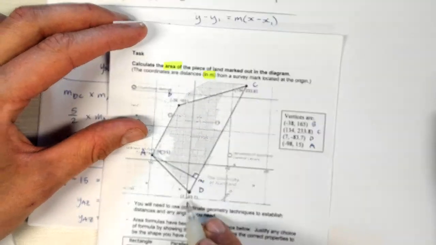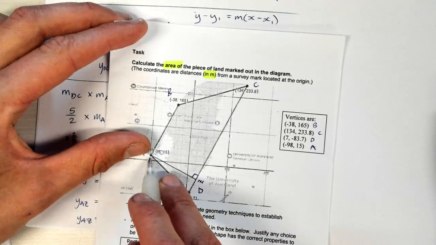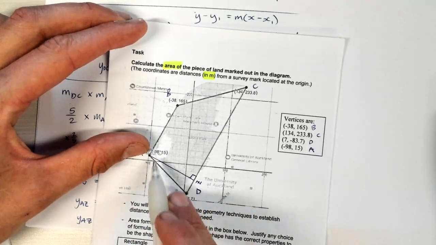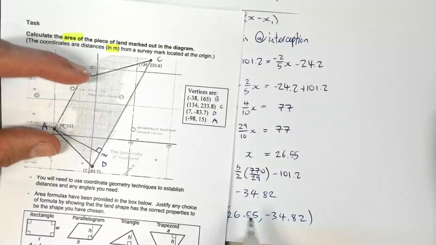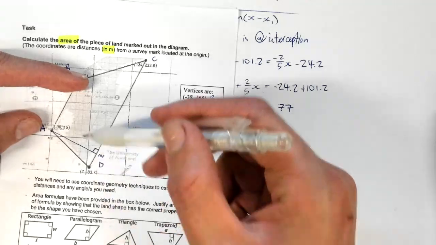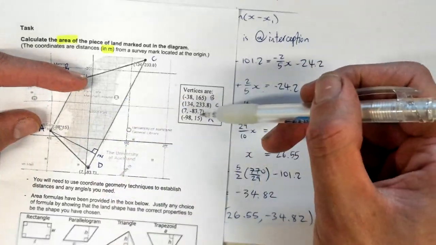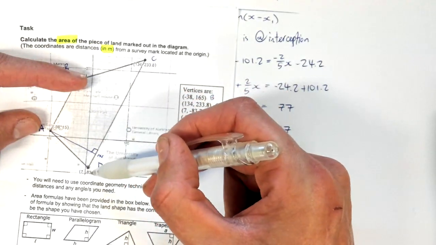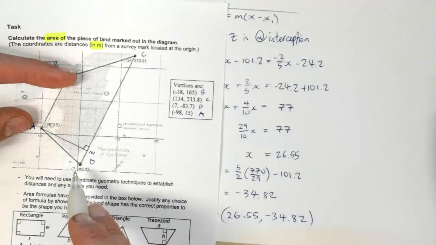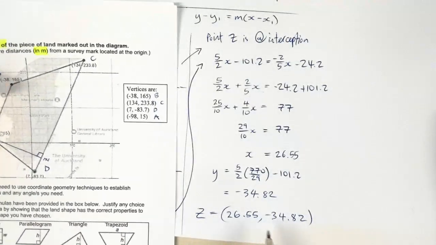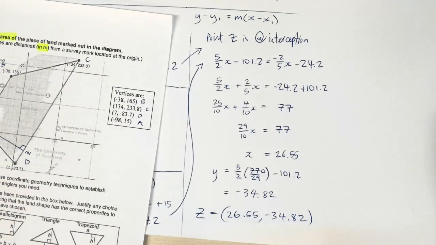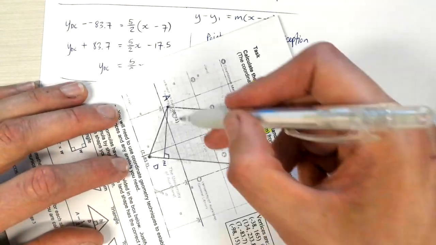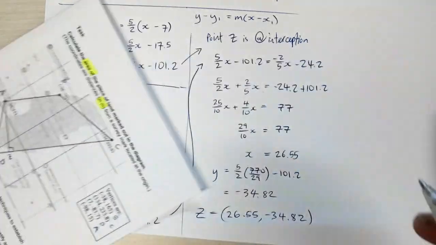Does that make sense? So Z is further to the right than 7. Yeah, 26.55 is further to the right than 7. And it's between the numbers 15 and negative 83.7 on y. Yep, that looks pretty logical to me. So I'd say that's a pretty logical Z value to get out. Now that we've got a Z value, we can use that to find the distance between A and Z.